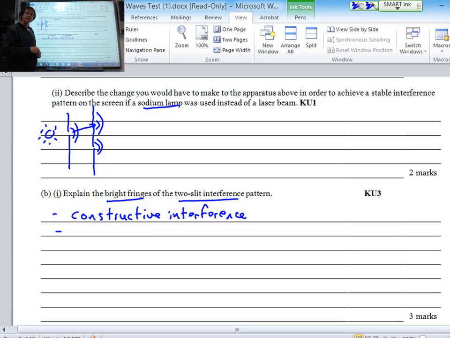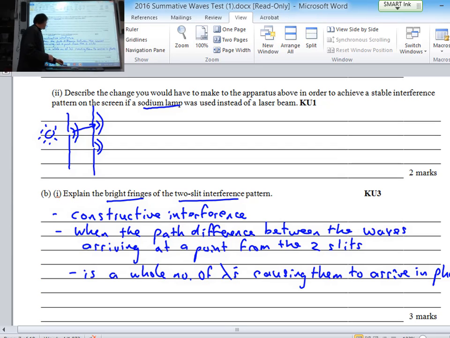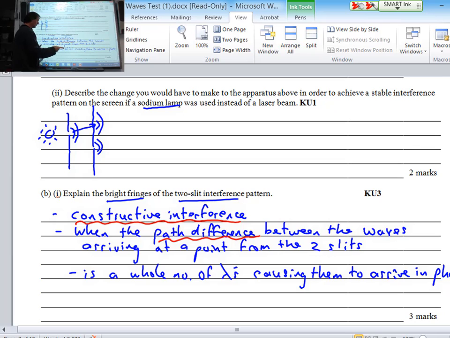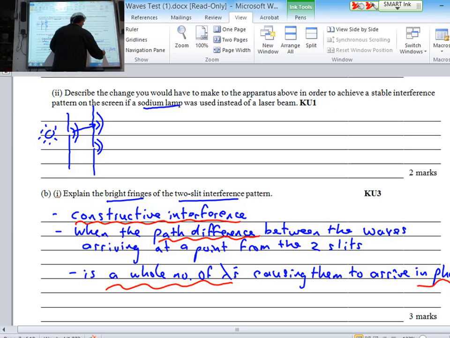So for any point on the screen, there's a path difference between the 2 slits going to that point on the screen. If it's a whole number of wavelengths, we're going to get them arriving in phase and constructive interference. So key things here are to point out you've got constructive interference giving you the bright bands, and that's when there's a path difference between the 2 slits and the screen equal to a whole number of wavelengths, and therefore they're going to arrive in phase. Sometimes you might have to say that in phase pattern, sometimes not, but I would hedge my bets and put all of that in there, those 4 points.